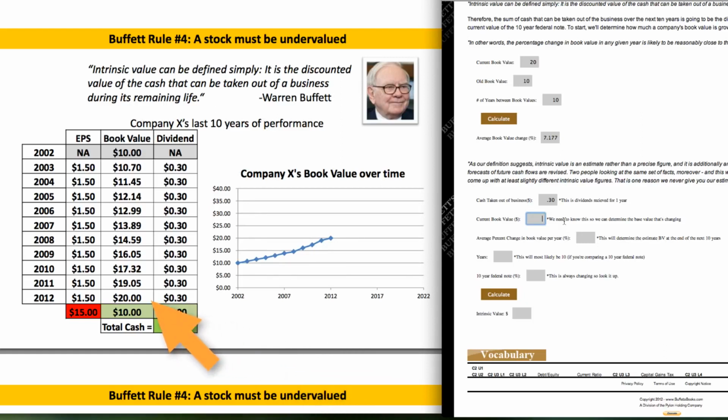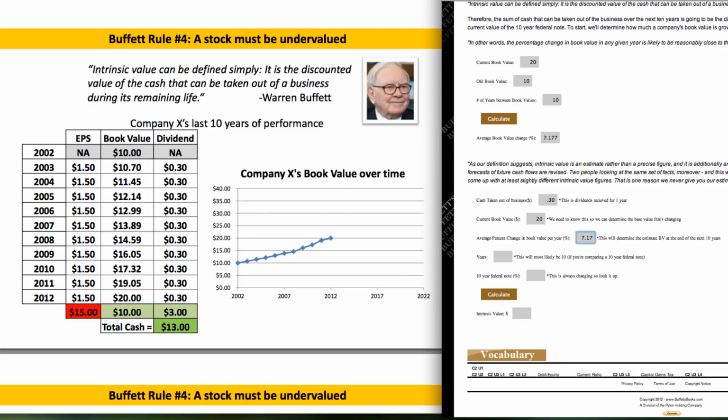And then the current book value is $20, so we're going to put 20 in there. The average percent change in book value per year is what we calculated above. We got 7.17, so we're going to go ahead and put in 7.17 because that's what we expect the book value to continue to grow at.